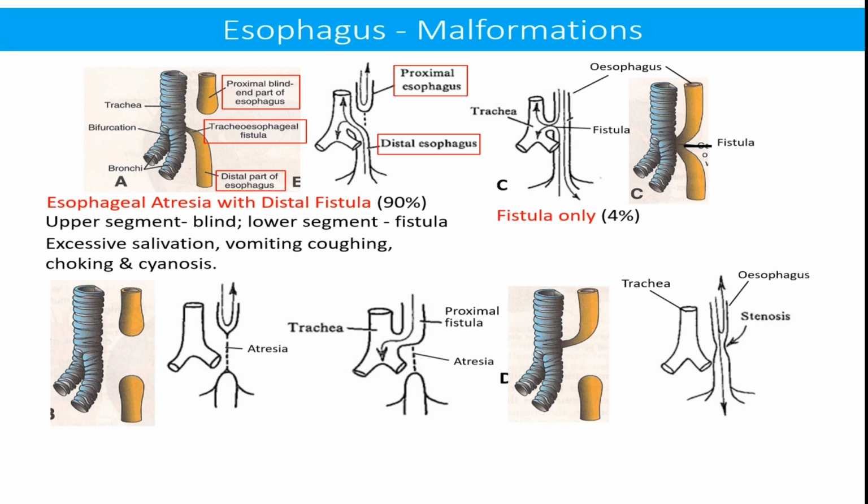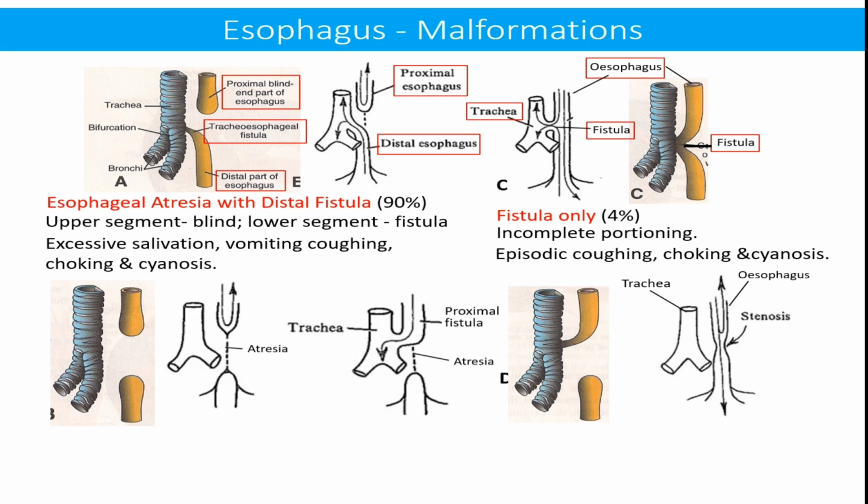The second variety of esophageal malformation is fistula only, that is, tracheoesophageal fistula. This occurs because of incomplete partitioning of the esophagus and trachea in a localized area, and the newborn presents with episodic coughing, choking, and cyanosis.